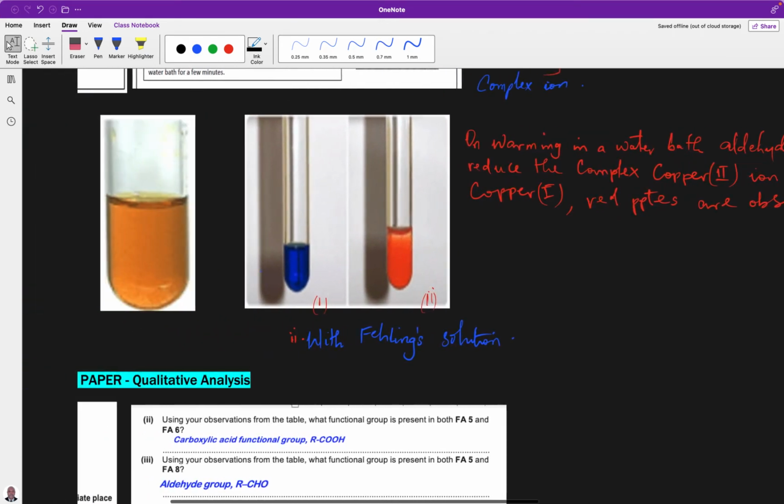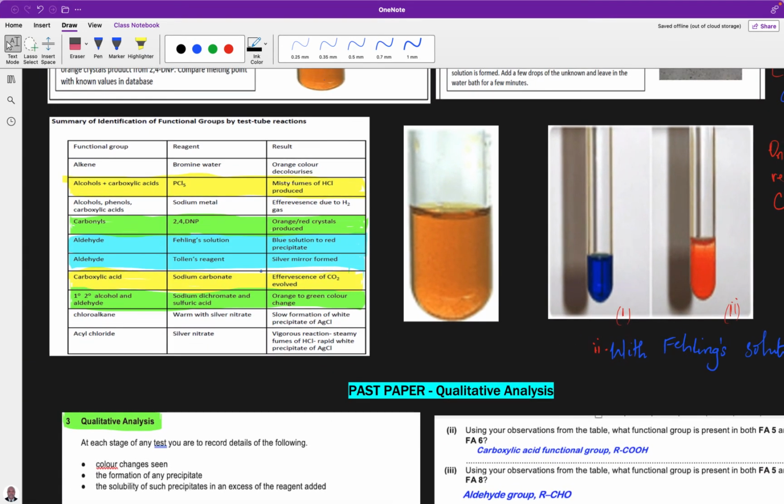Now, that drives us to the last section of this. But prior to that, let me give you a recap of what we have just done. For testing of functional groups, alkenes can be tested using bromine water, and they will decolorize bromine water. Alcohols, when reacted with a carboxylic acid in the presence of phosphorus pentachloride, will also give misty fumes, indicating the presence of hydrochloric acid, HCl, being produced.